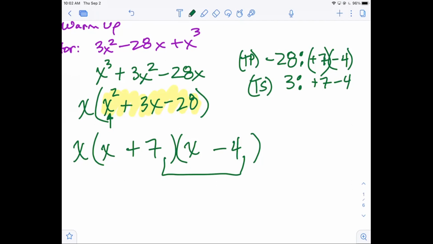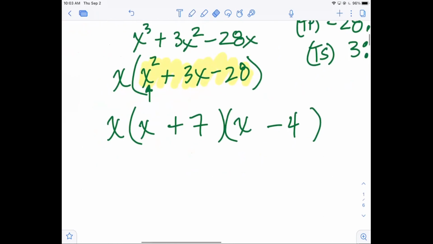So let's check the inner and outer, right? Inner is 7x, outer is negative 4x. What's 7x minus 4x? Positive 3x, kaboom. Now, how do we know when we're done? When we get tired or we get stuck?